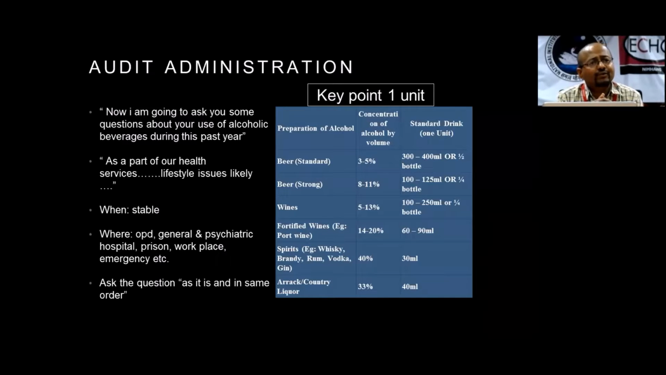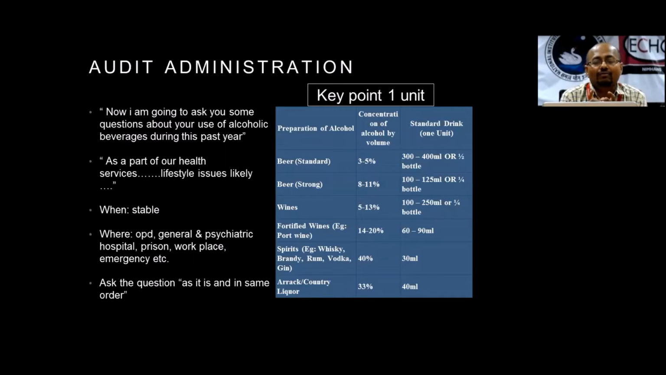Use this scale when the person is not intoxicated, not in withdrawal, or basically medically and physically stable. You can use it in OPD, general settings, and workplace interventions, for somebody working in railways or in bigger agencies. You can use this scale. Ask the questions as they are, in the same order. That's very important.